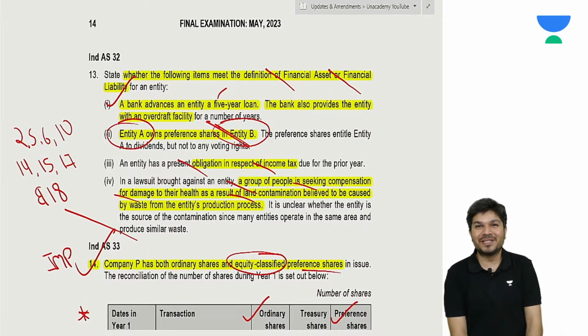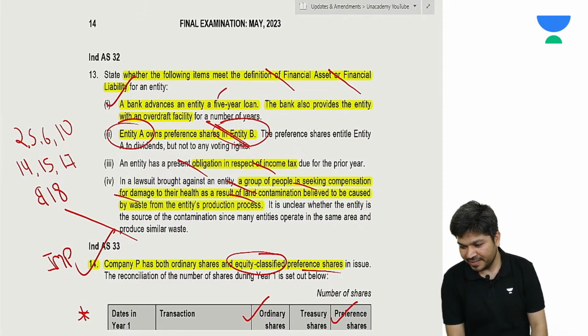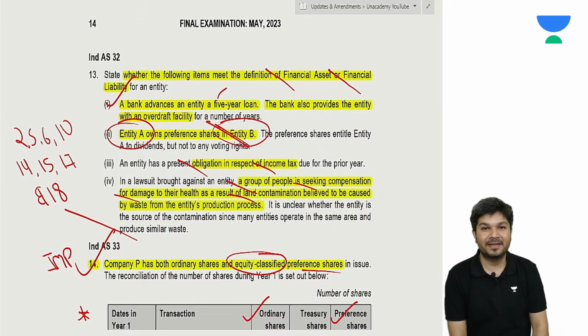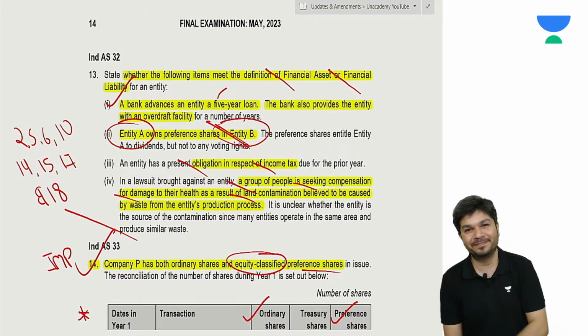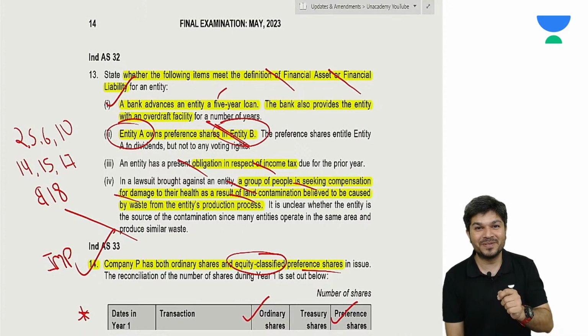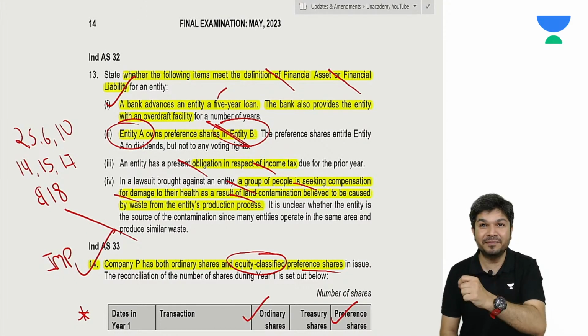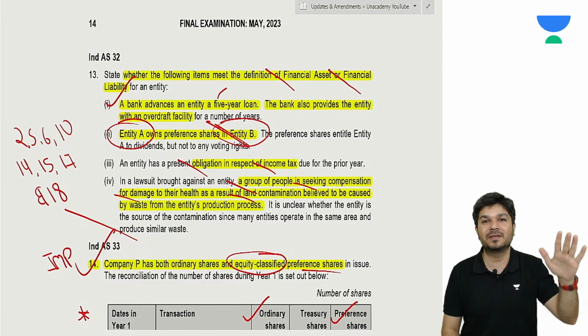Okay, any doubts? Anybody from your side? And I tell you one thing. If you want to have something which you never had, you need to do something which you've never done. So you need to put in that extraordinary efforts to get that extraordinary results.